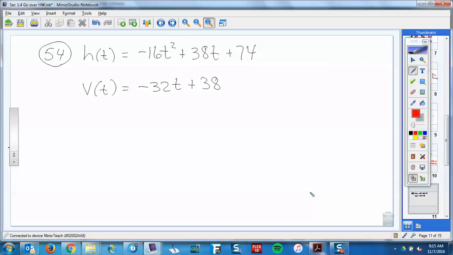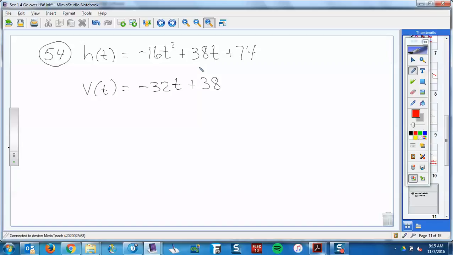Here are the 2 equations that they give you, and they talk about where the ball is thrown from and so forth. So what height was the ball thrown? 74, because that's what this number is over here, the initial height. When you plug a 0 in for t, you get the height. What was the initial velocity? 38. That's this number right here. We know that from the equation. Was it thrown up or down? Up, because it's a positive slope.